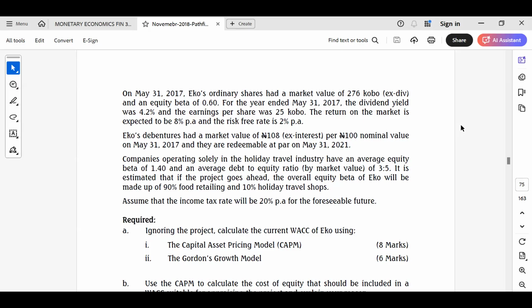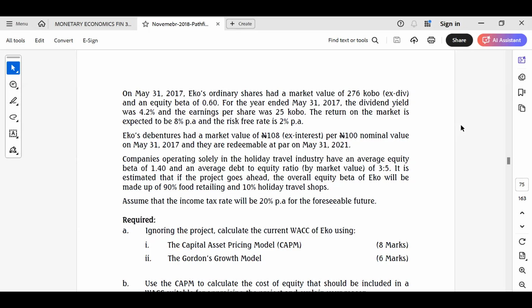Companies operating solely in this holiday travel industry have an average equity beta of 1.40 and an average debt to equity ratio by market value of 3:5. It is estimated that if the project goes ahead, the overall equity beta of Echo will be made up of 90% food retailing and 10% holiday travel shops. Assume the income tax rate will be 20% for the foreseeable future.